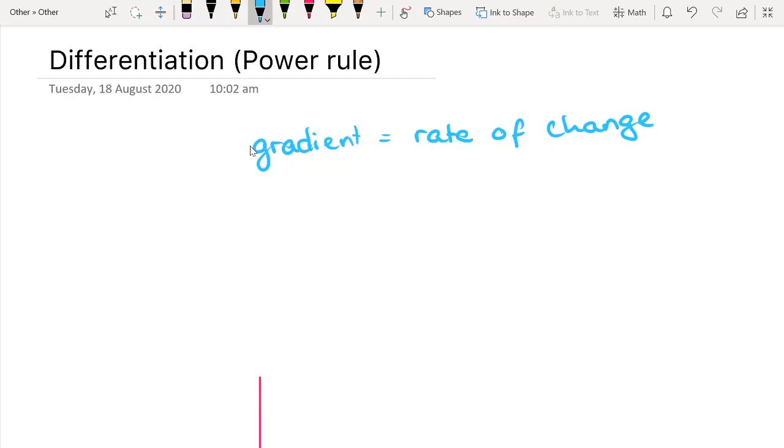I'll show this on a graph in a bit, but the notation that we use is, if I have a function y equals f of x, then the differentiated function would be dy by dx if it's in the form y equals something, or if it's in the form f of x equals something, I can also use f prime of x. They're both equivalent, they're just different notations.